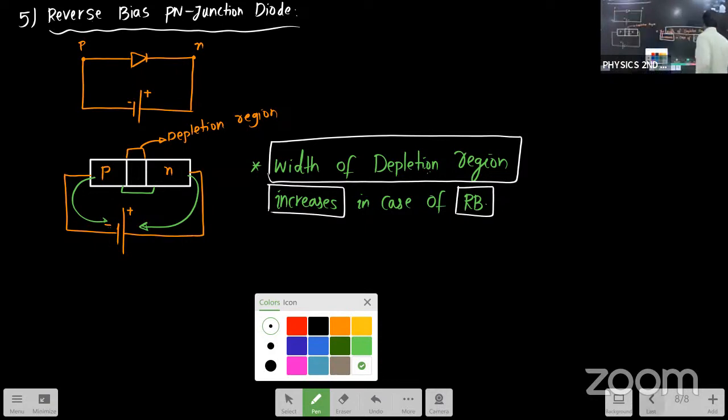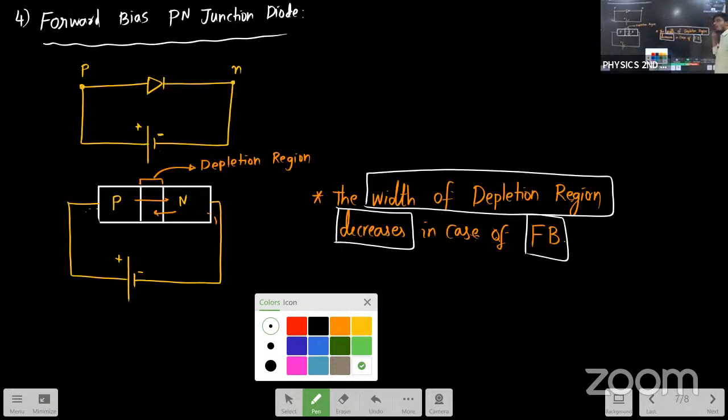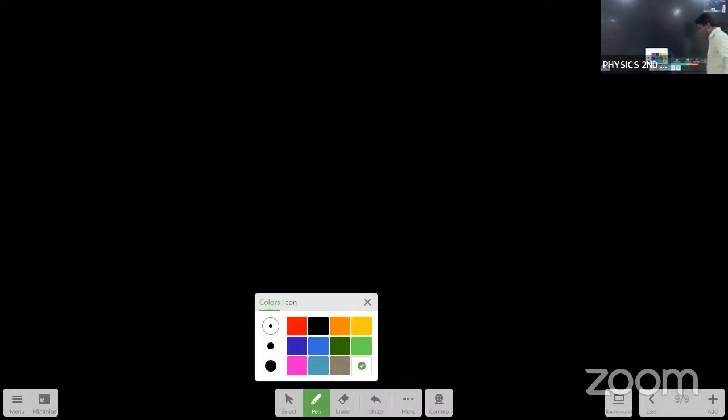So what are the things that we have discussed? We have discussed the PN junction diode, how it is formed. And further, we discussed forward bias and reverse bias PN junction diode. What is the meaning of forward bias PN junction diode? When the P region of a PN junction diode is connected to the positive terminal of the battery, then we'll be getting a forward bias PN junction diode. Next, if we connect the P terminal of a PN junction diode to the negative terminal of the battery, then we'll be getting a reverse bias PN junction diode.